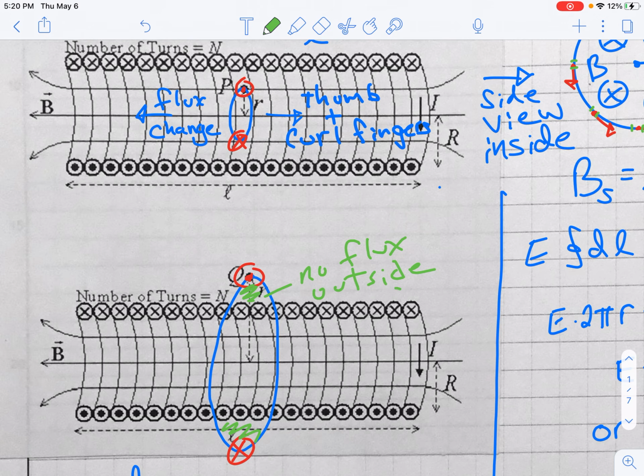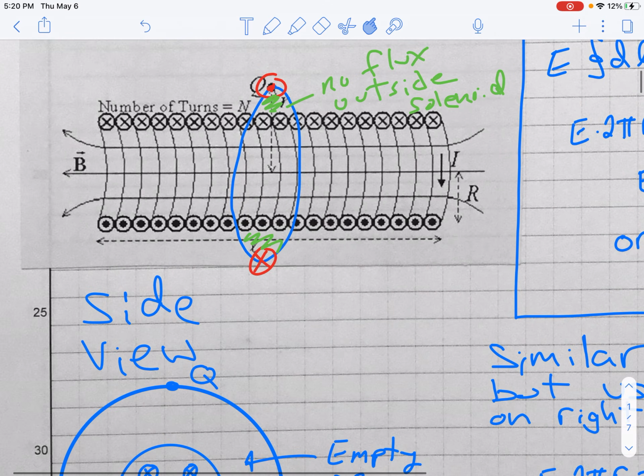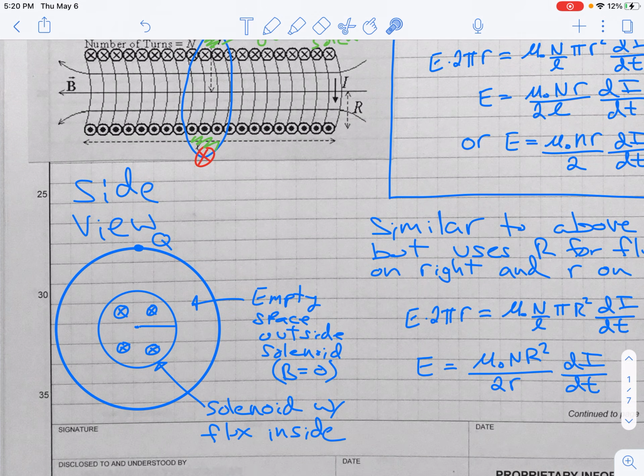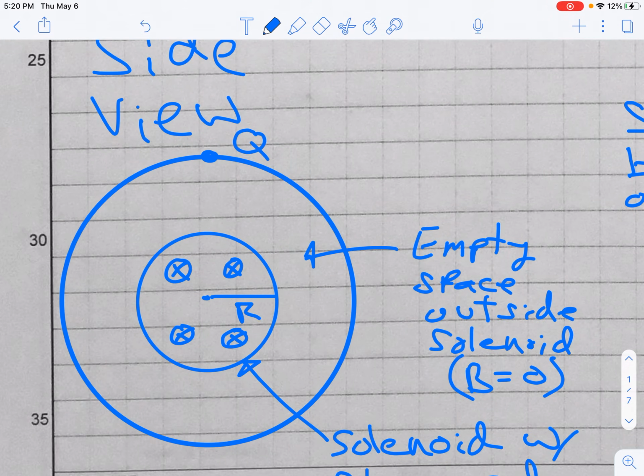Outside the solenoid, from the side view, we have some empty space here that has no flux in it. All the flux is in the solenoid. This is now the entire solenoid with radius big R. So that's radius big R. And of course that's our magnetic field B inside there.